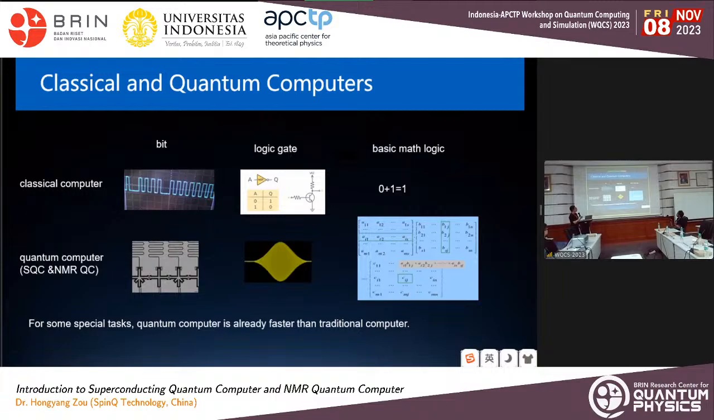And for the logic gate, in a classical computer, the hardware is always on the chip or on the PC. And the logic gate for a quantum computer is a pulse. It's a pulse sequence. For example, you send the pulse of the I state through the qubit on the chip, and then the qubit will change from the 0 to the 1 state. Then mathematically speaking, the basic math logic for a classical computer is addition, while the basic math logic for a quantum computer is matrix multiplication. So far, we already have some special tests where a quantum computer is already faster than a traditional computer.